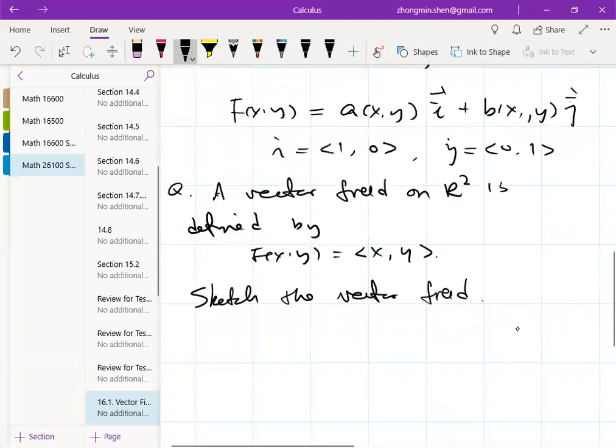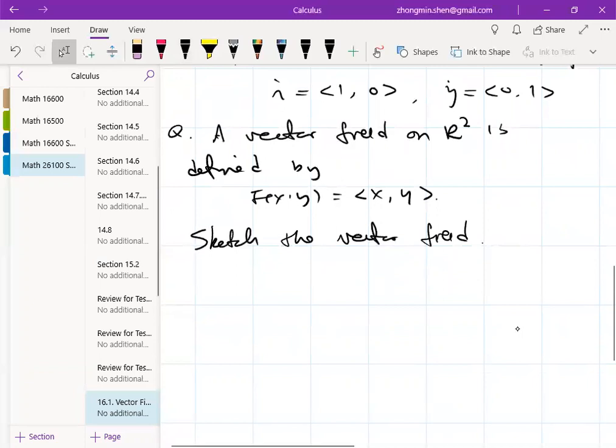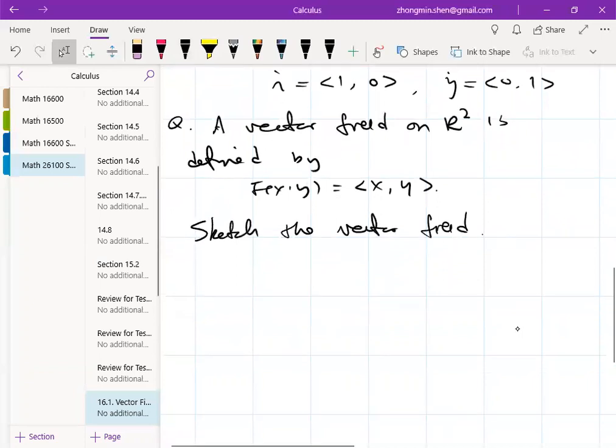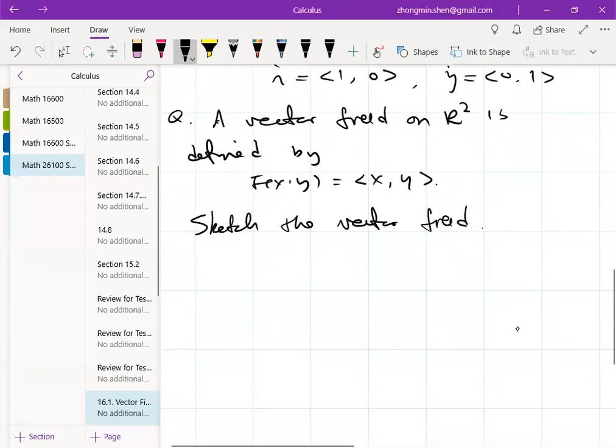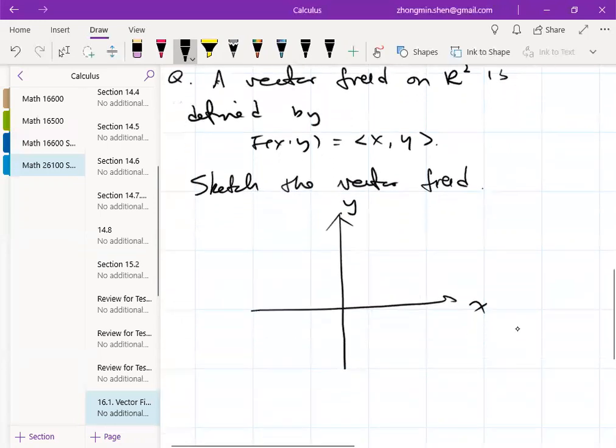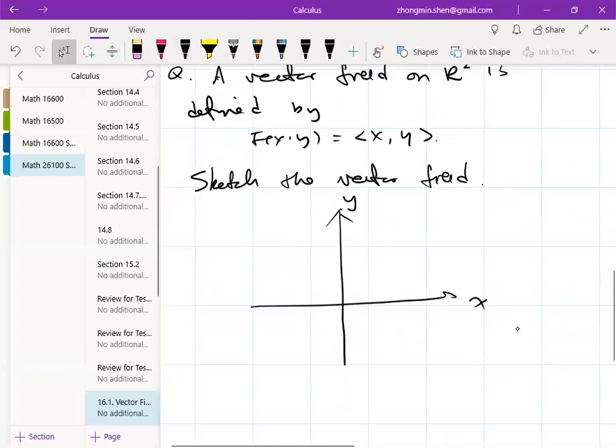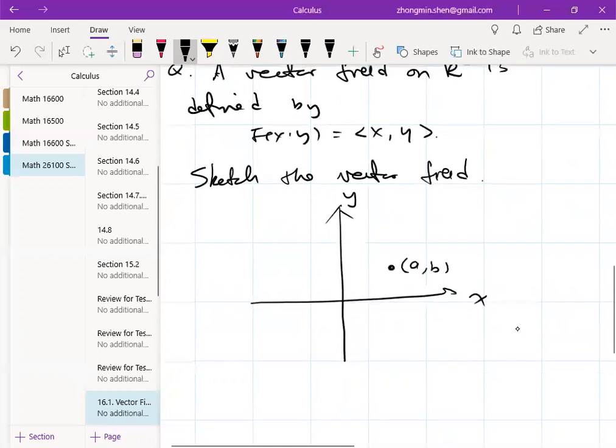When you sketch it, you just need to pick up a few points, then draw the vector at each point. Okay, so this is a picture, X and Y. Let's just look at an arbitrary point. At this point, F of A, B is just A and B, right? So what does that mean? Okay, so this is a vector.